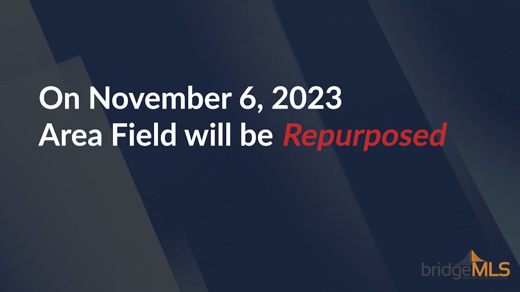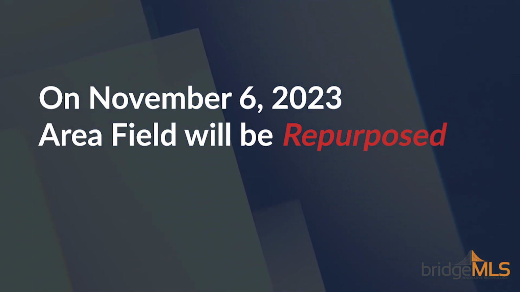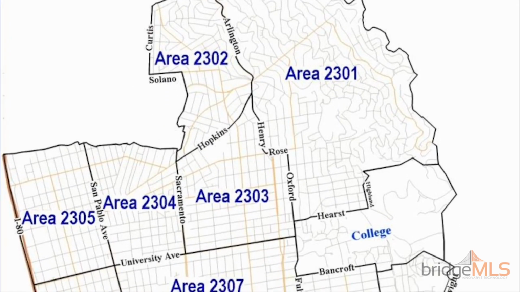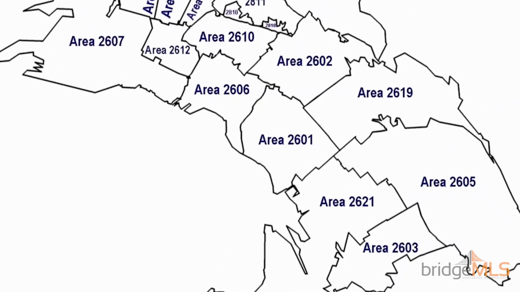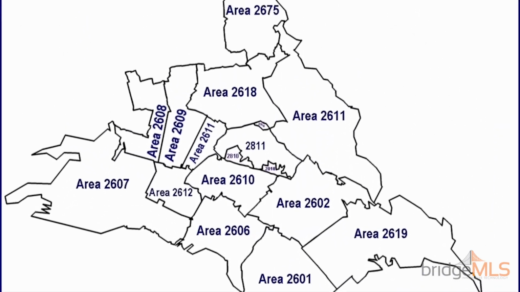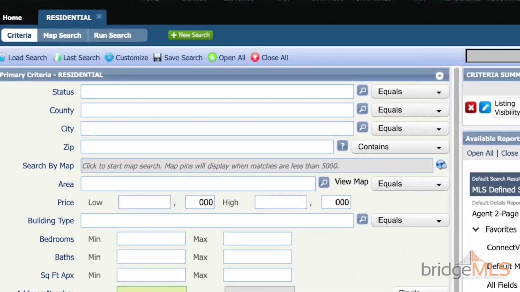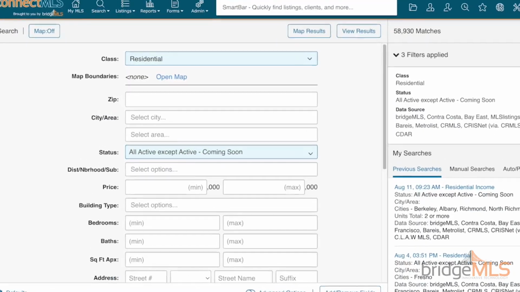On November 6, 2023, the MLS area field will be repurposed and become unavailable in search and listing input. MLS areas were defined to give agents the ability to target specific regions when searching for listings. Over the years, MLS areas have become outdated. Options such as city, zip code, and map are better ways to perform searches.